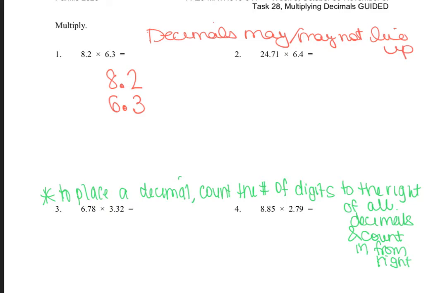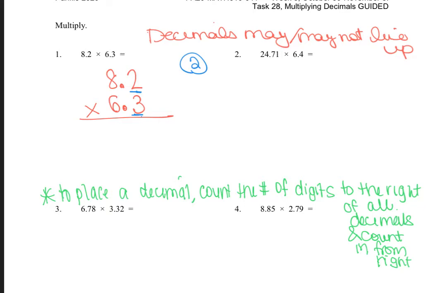All right, so we're taking 8.2 times 6.3. We're going to do this the same way we would do whole numbers. We're going to ignore the decimals for a second. However, if I know to place the decimal, I need to count the number of digits to the right of all the decimals. This one's to the right and this one's to the right. So 1, 2. I'm just going to put a little 2 up here to remind myself later.